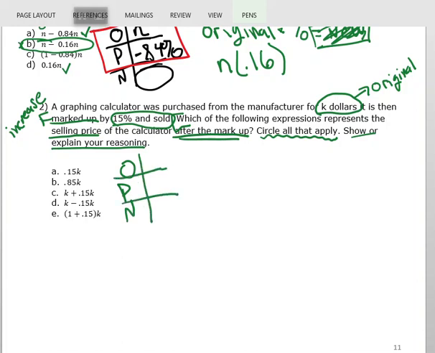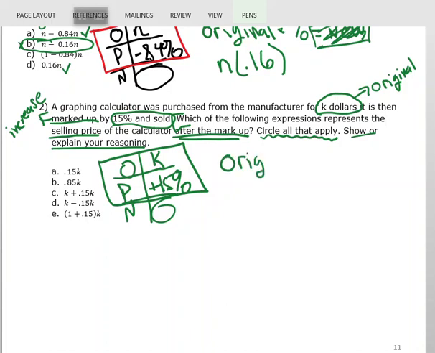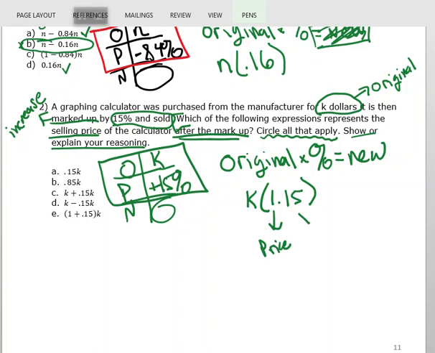And my original price here is the variable K. It is plus 15%. Okay, and then again, the new one is not really what I'm worried about so much. I'm worried about the expression that'll help me get the answer. So if I were to write this, I would put original times percent is equal to new. And in this case, I would put K times, since it's going 15% up, 1.15, which would represent the price plus the markup.